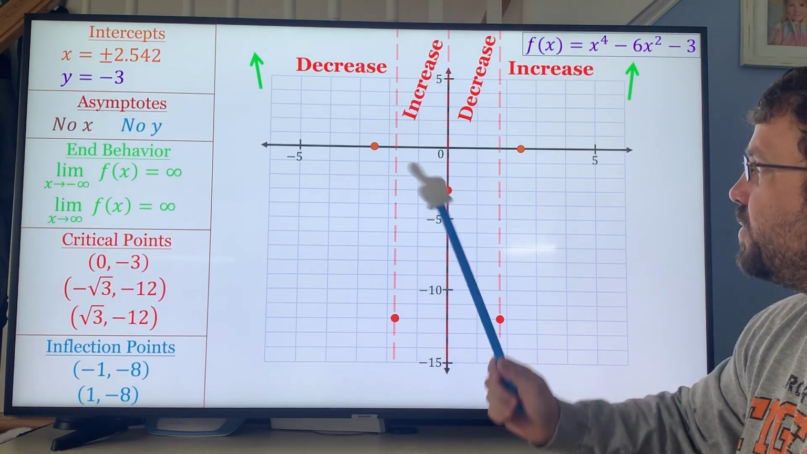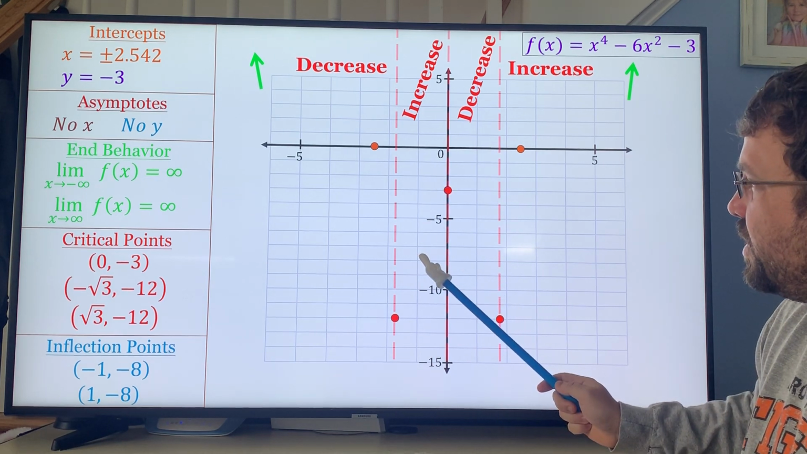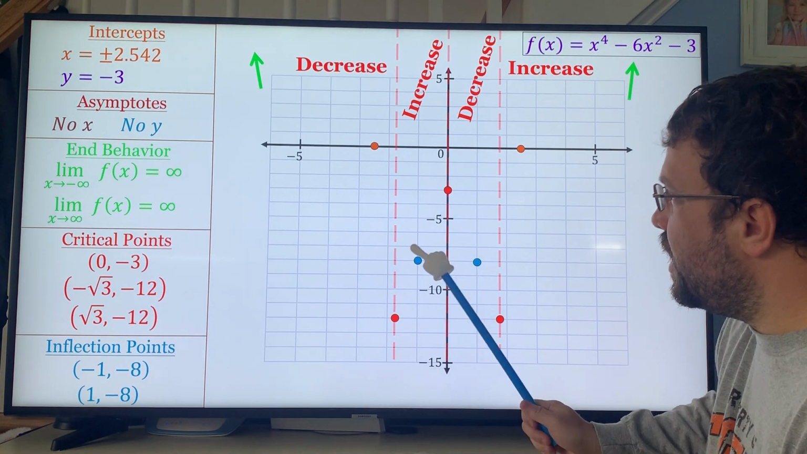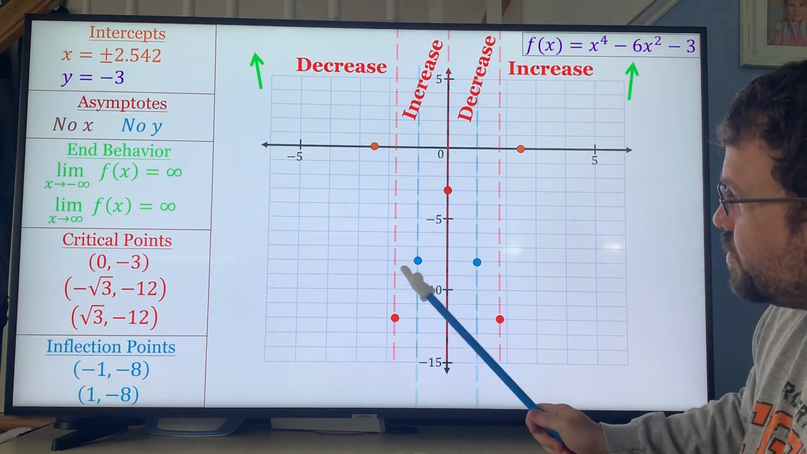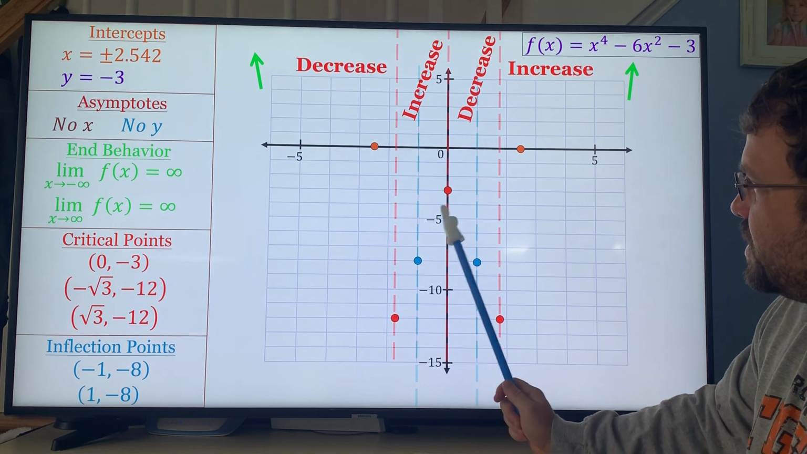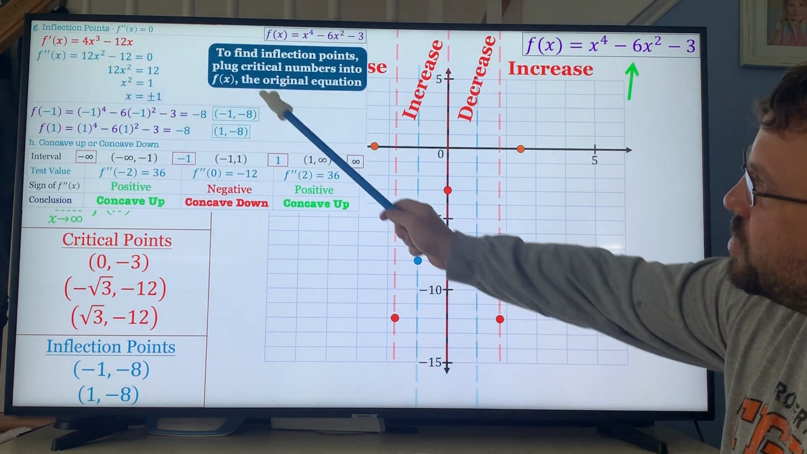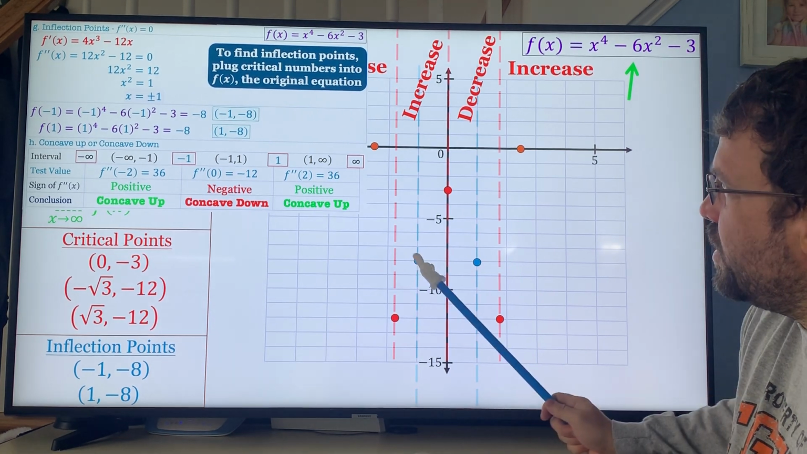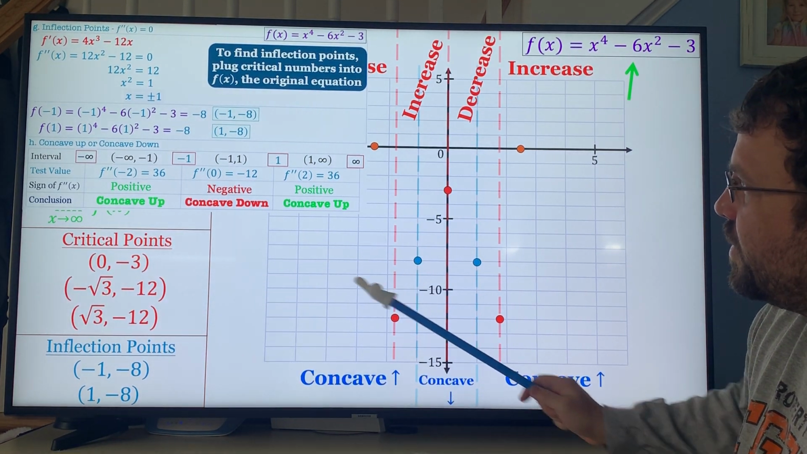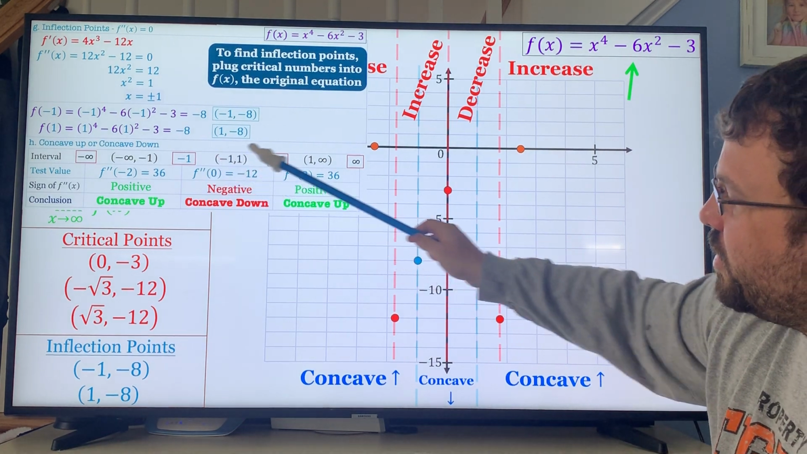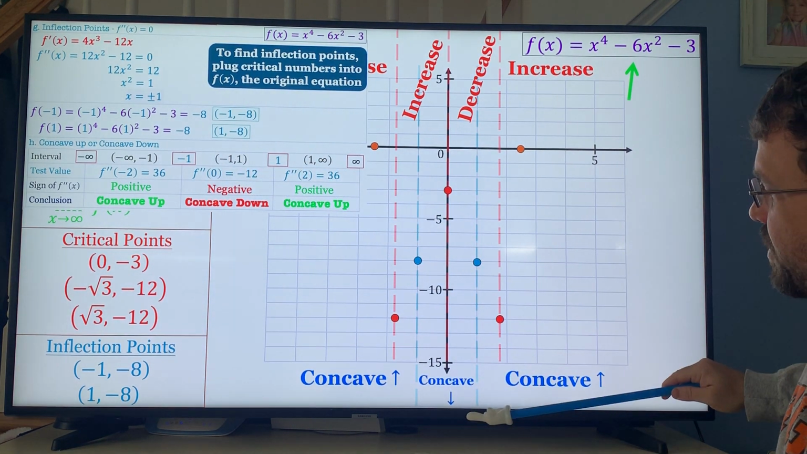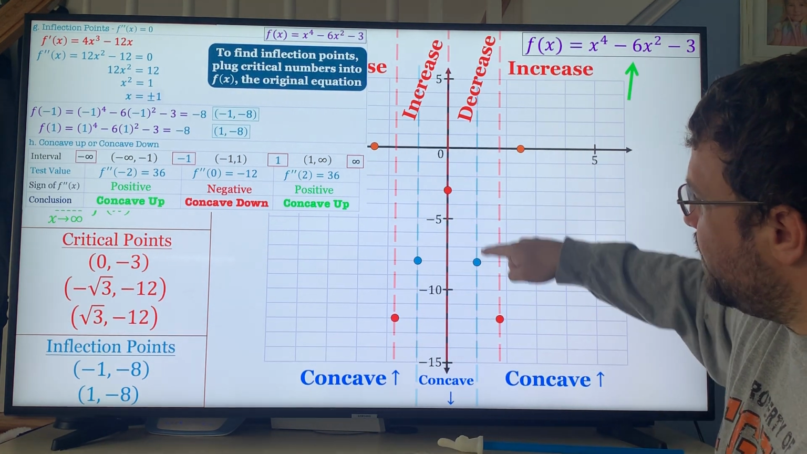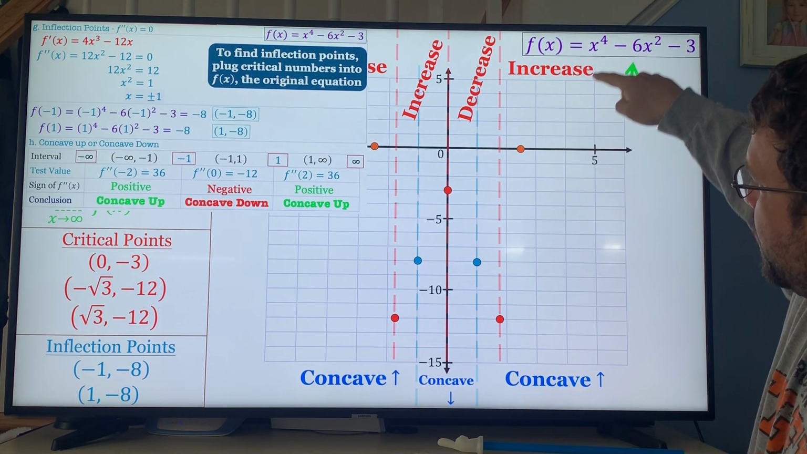We found them to be negative 1, negative 8, right? And 1, negative 8. Now, remember between these 2 points, stuff's going to happen on this side, between these two, and over here. So this is where we use our concavity. So it says between negative infinity and negative 1, our graph is concave up. It says between negative 1 and 1, our graph is concave down. So concave up means it's kind of like a U, and then it's going to be a concave down, and then concave up again. All right?